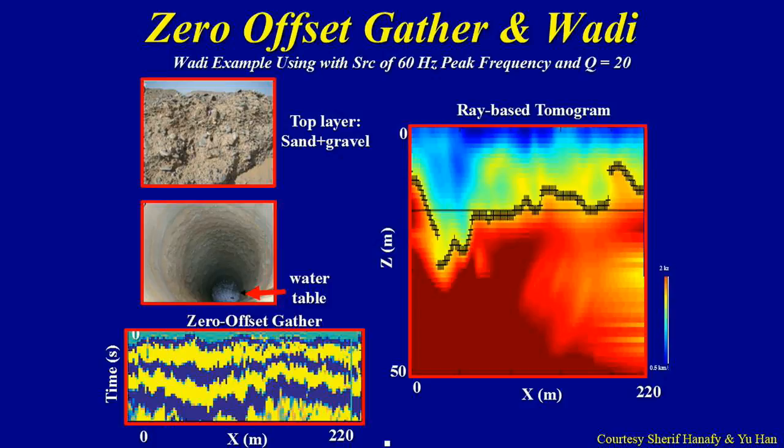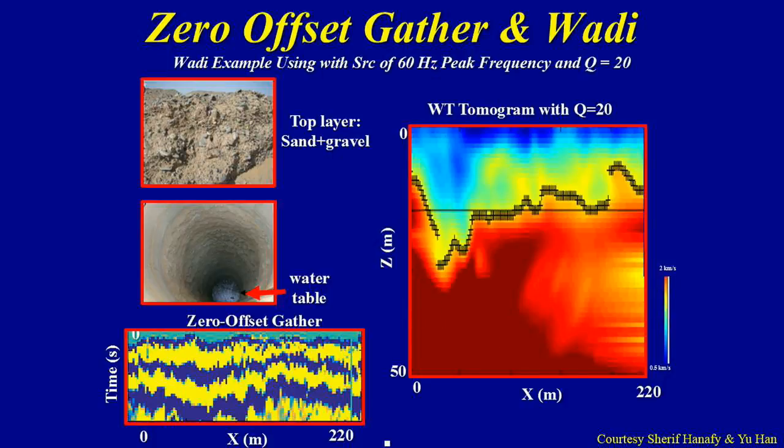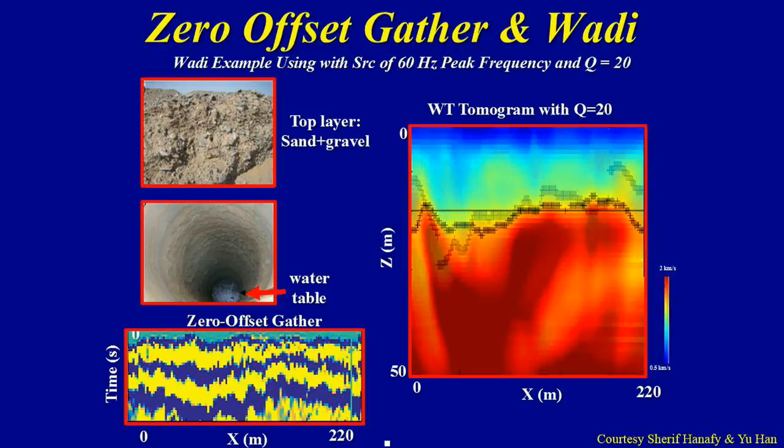So most often, if we had conducted this kind of survey and gotten a ray-based tomogram, we'd be pretty happy. But now that we have wave equation travel time tomography, we did this in a multiscale method, that is, we started with low frequencies, worked our way up to higher frequencies. What did we get for the result? Here's what we got. And by the way, we saw from the data itself that we had a Q of about 20 in the near surface. So we put that into our forward modeling code. And here's our result. Okay, quite different than our ray-based result. Here's our ray-based result. Here's our WT result.